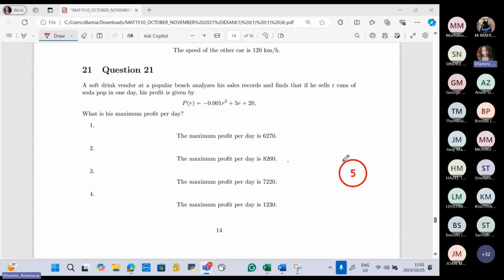Okay. Question 21. There's a vendor here, not the person, not the language, or the tribe, or the culture. Someone who is selling cold drink. Give me the answer. What is the answer?